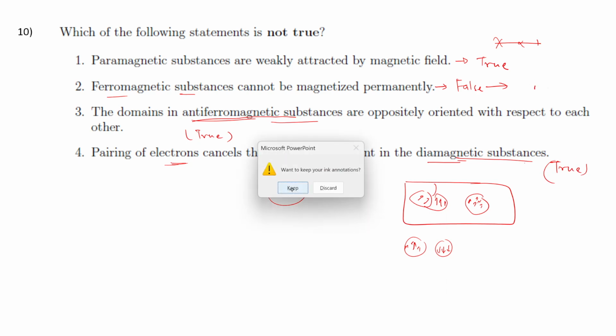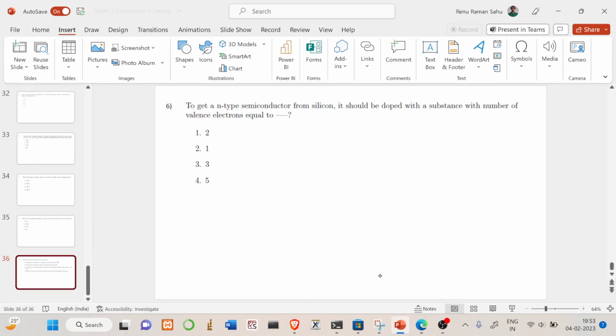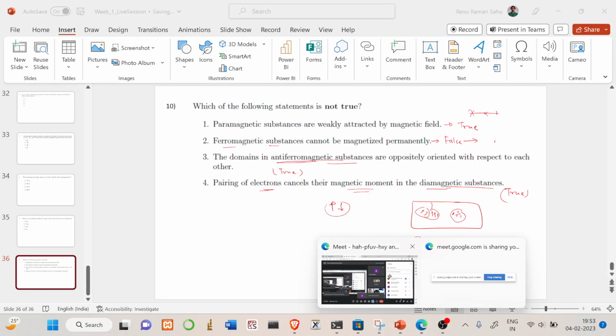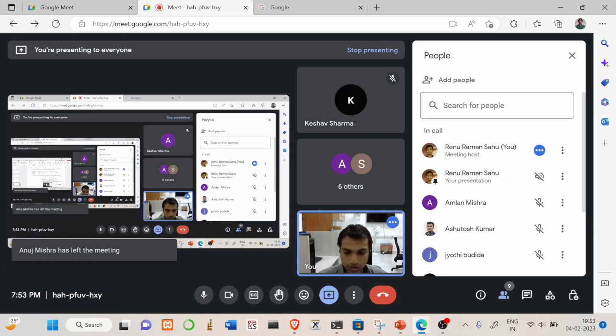So these are the assignment questions of last year, week 0 and week 1. And using these concepts, you can solve the present year questions as well. And if you have any doubt in any question, you can ask me.